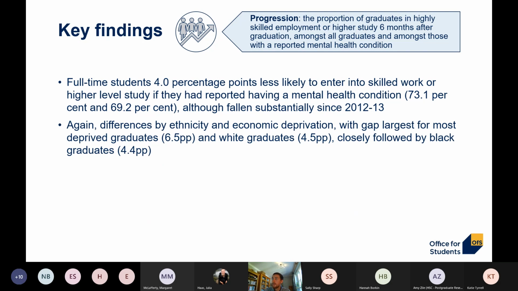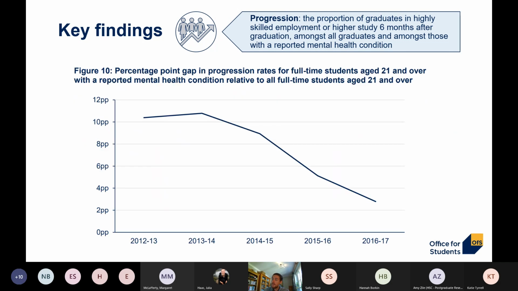So progression being the proportion of graduates in highly skilled employment or higher level study 6 months after graduation. We found that full-time students were 4 percentage points less likely to enter into skilled work or higher level study if they reported having a mental health condition. But we did find that that gap had fallen over the period. And again, we found differences by ethnicity and this time economic deprivation, with the largest gap found for the most deprived graduates and also white graduates in this case, but that was closely followed by Black graduates again.